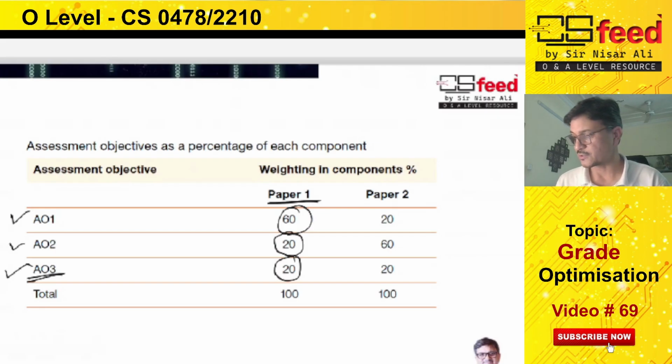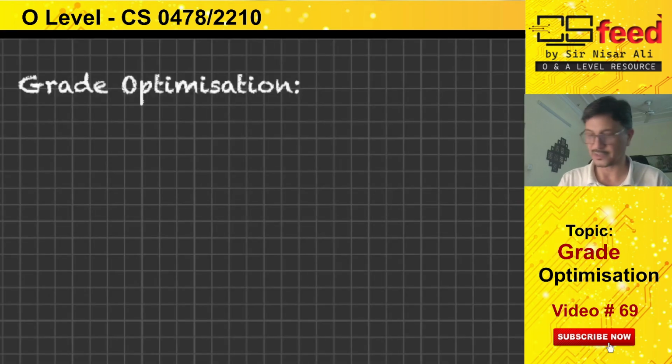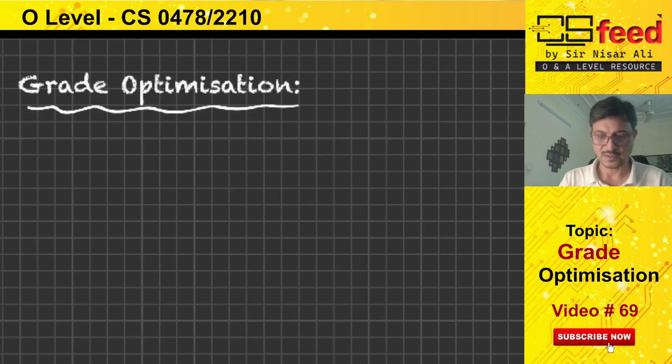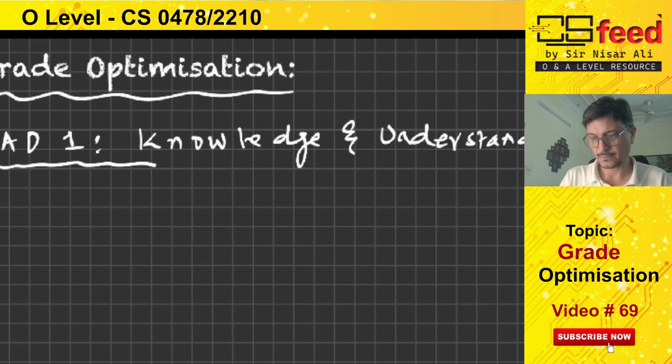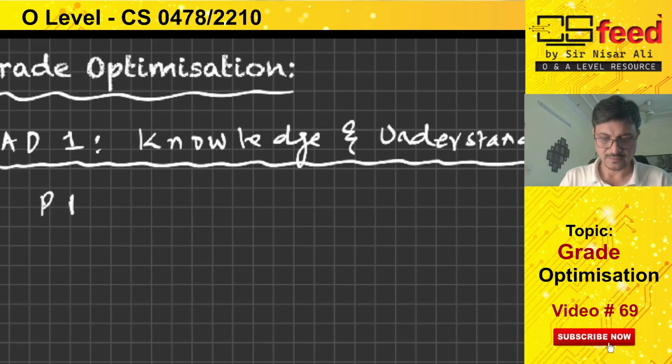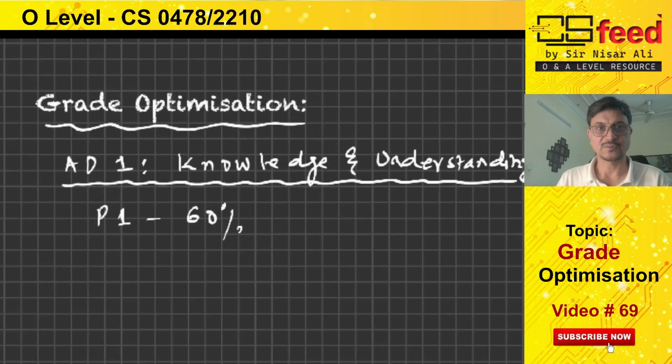I will explain that in detail. What does knowledge and understanding mean? I will write it over here. The grade optimization. Assessment objective 1, which is knowledge and understanding. So this is P1. 60% of your paper is from knowledge and understanding.